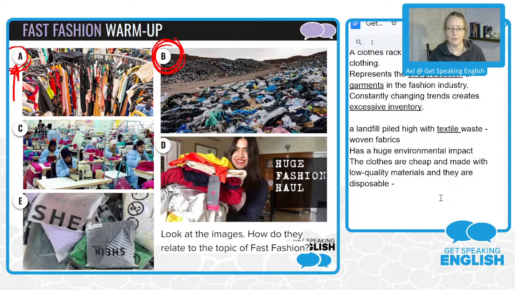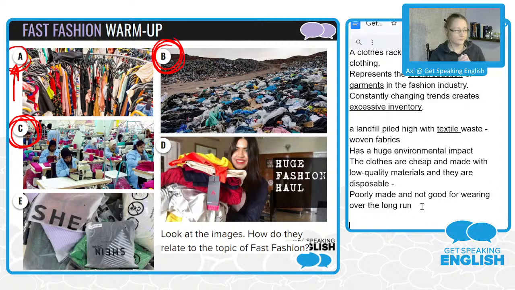So, they're poorly made, and not good for wearing over the long run. Yeah, so definitely some issues. You also mentioned vulnerable people. So potentially C, maybe showing some vulnerable people, more specifically, people working in the workshops, right?